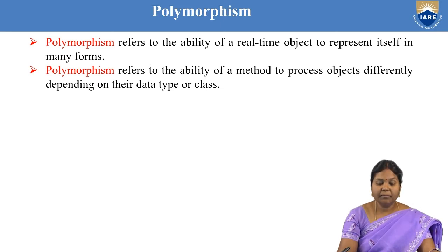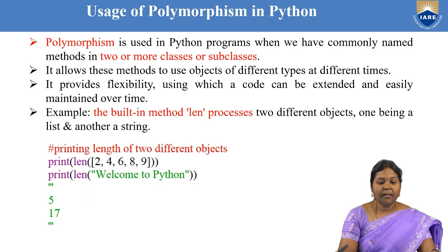So, polymorphism refers to the ability of a method to process objects differently depending on their data type or class. That means a particular method will behave differently in different situations according to the objects which you are providing. Now, let us see the uses of polymorphism in Python.